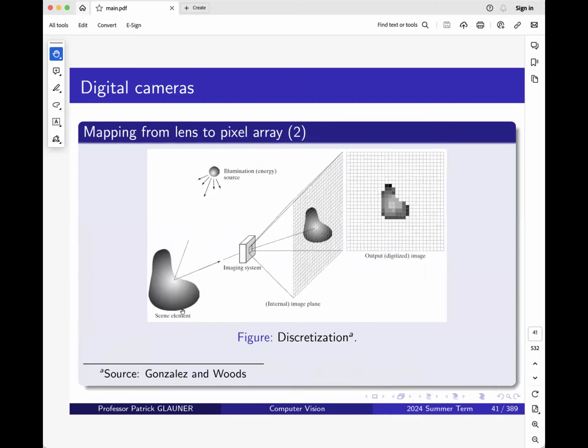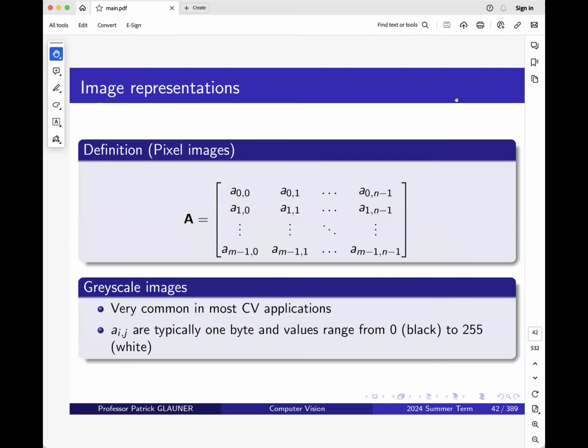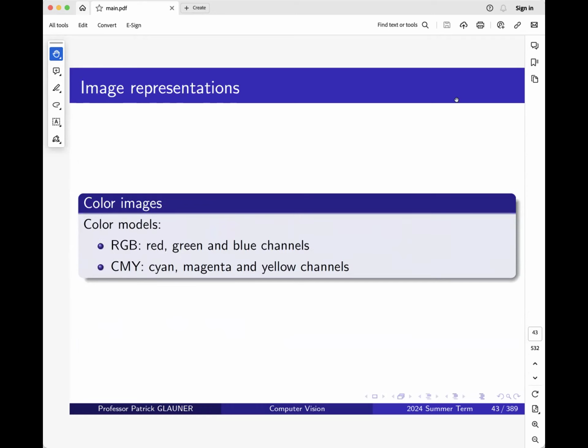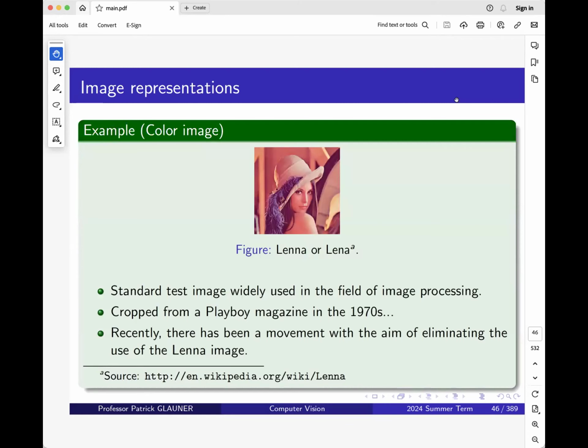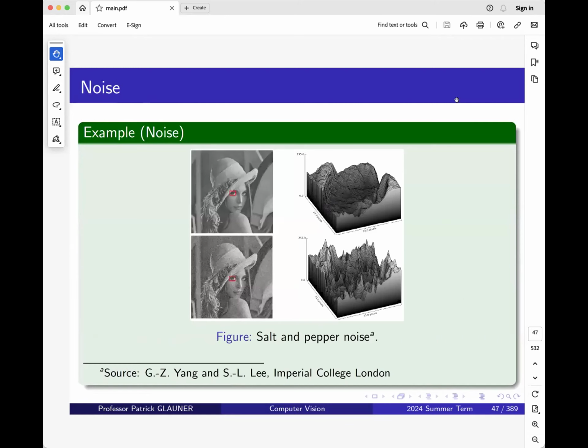We saw digital cameras, and we saw that we do a discretization in digital images, both in terms of the shape as well as the intensity. And we saw that digital images are typically represented as matrices. And we saw various color models, RGB, HSX, where X can stand for V, H, I, whatever. These models, we talked about them. We saw this famous Lena image and where it comes from.